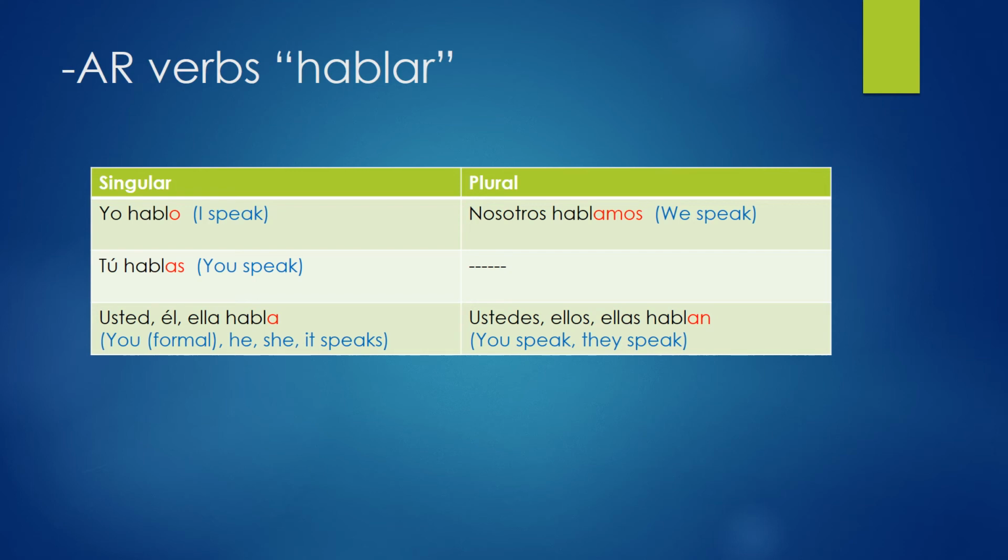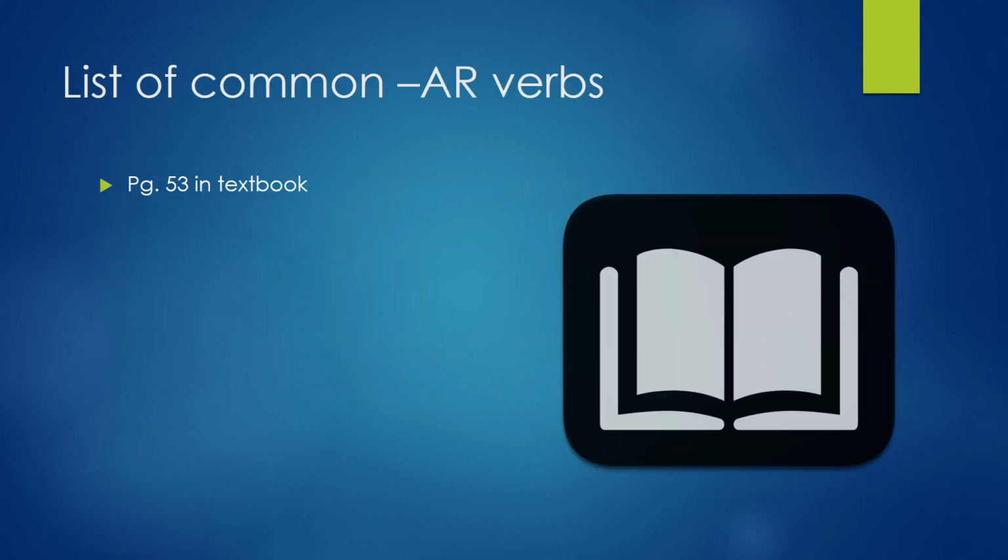As you can see from the verb hablar, the infinitive, we remove the AR, and then we add one of those endings so that we can tell who we're talking about in this sentence. For a list of common AR verbs, I want you to look up page 53 in your textbook and go over them.